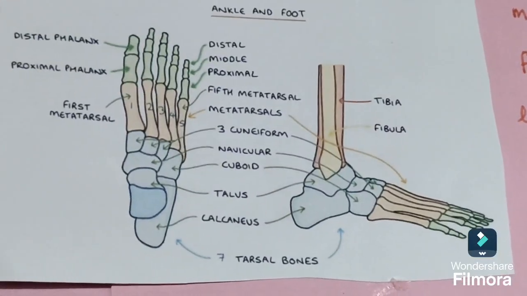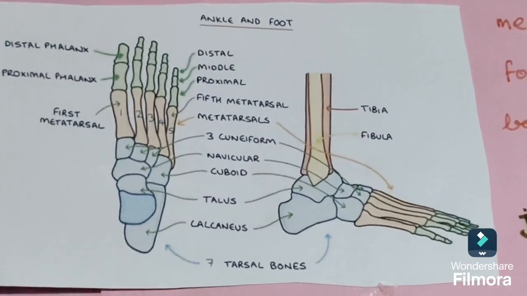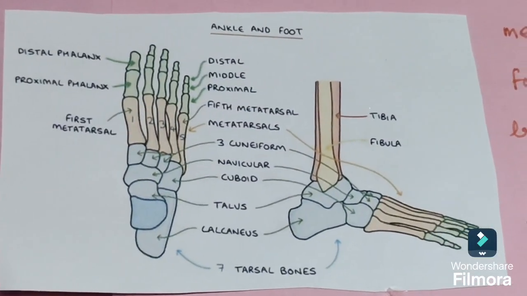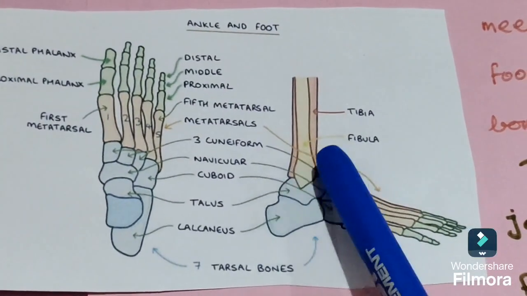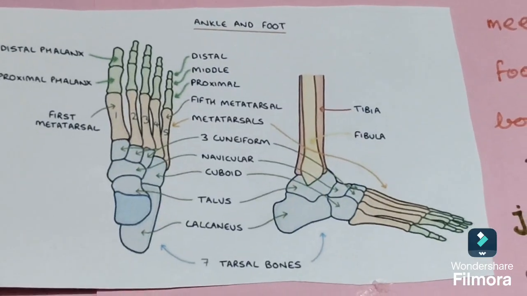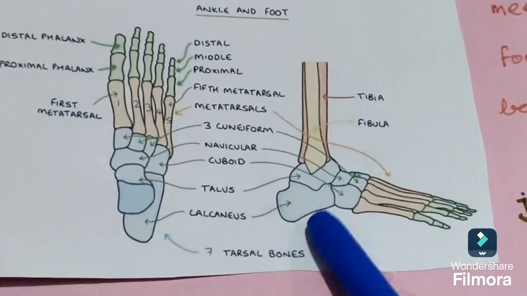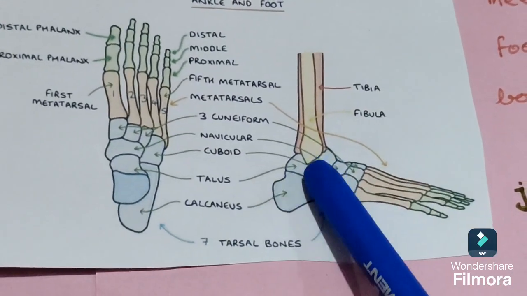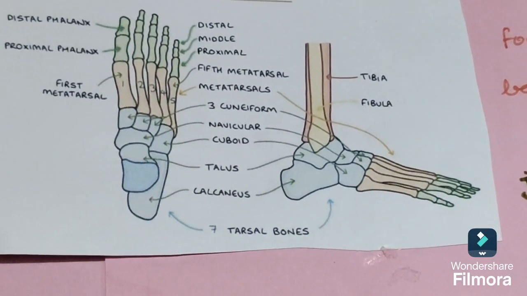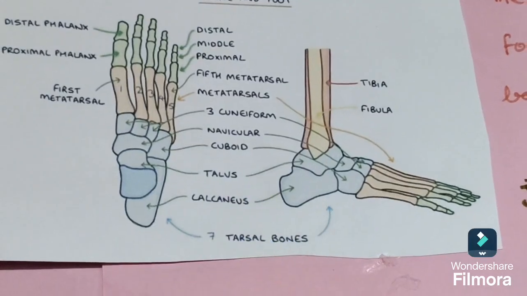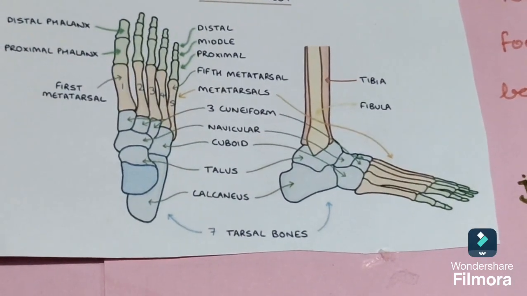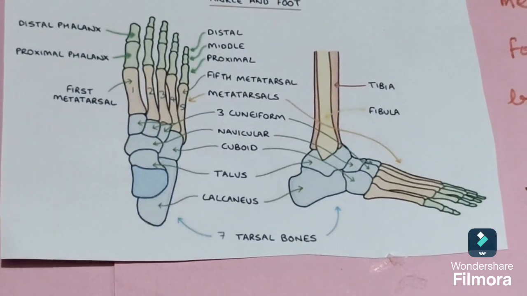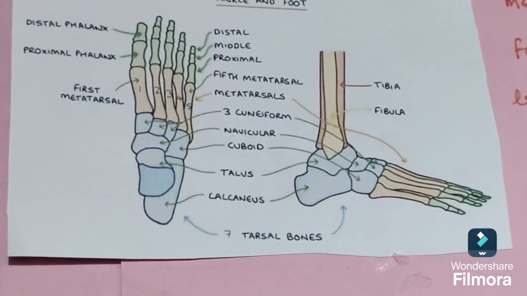Finally, let's move on to the ankle and foot. At the ankle joint, this is the tibia and this is the fibula. They meet the tarsal bones of the foot. There are seven tarsal bones. The talus joins directly to the tibia and fibula at the ankle joint.